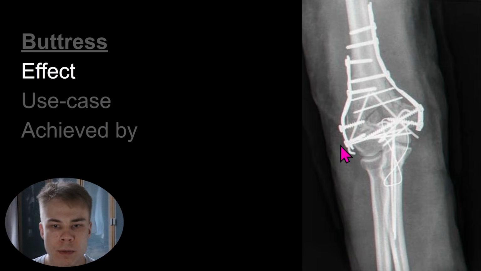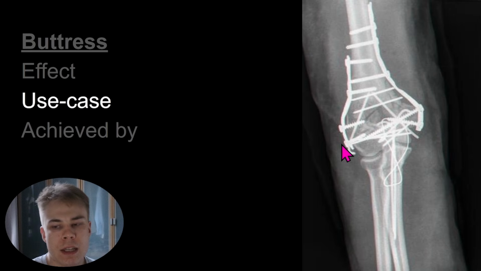And the effect of a buttress plate is basically to keep metaphyseal fragments from moving away. And the use case is usually metaphyseal or epiphyseal fractures, and it's often used in fractures with an intra-articular component as well. So for example, here we've got a distal humerus fracture, or you could use it in, for example, a tibial plateau fracture.